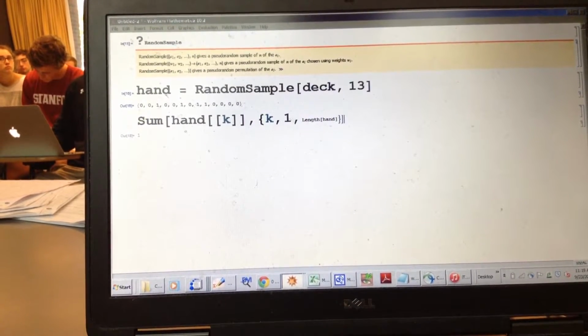Does the list not start at 0? So in Mathematica, lists start at 1. And so this is another issue with other languages. I think C starts at 0. I felt like everything started at 0.